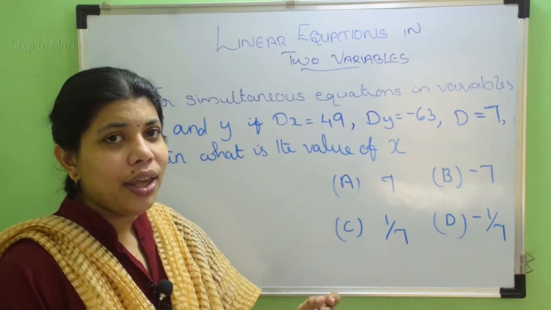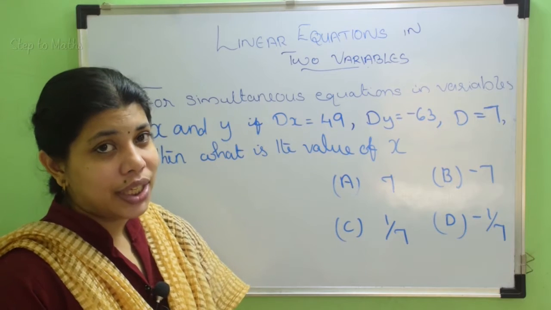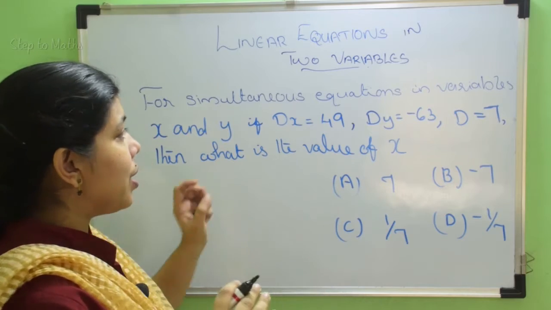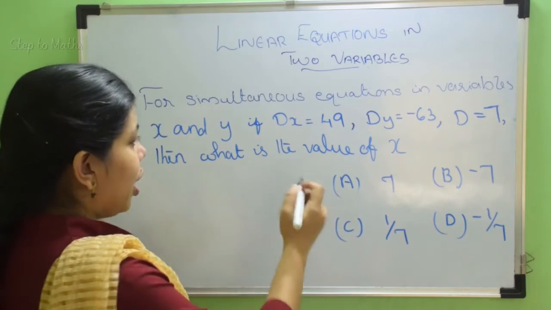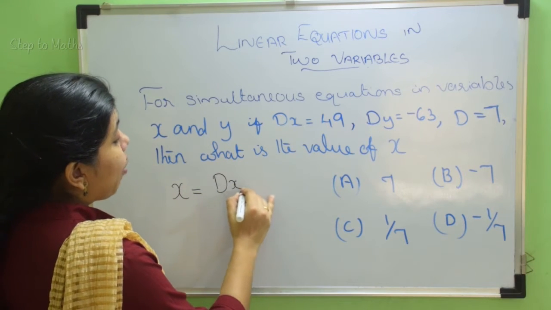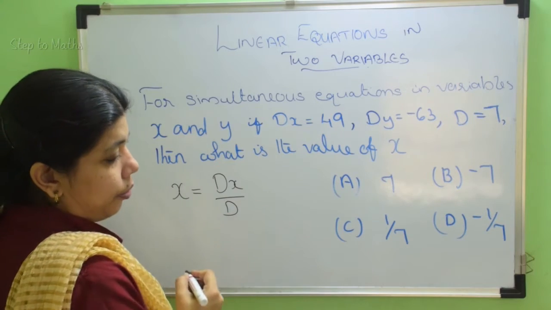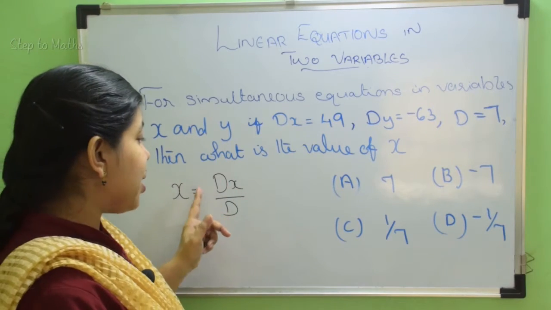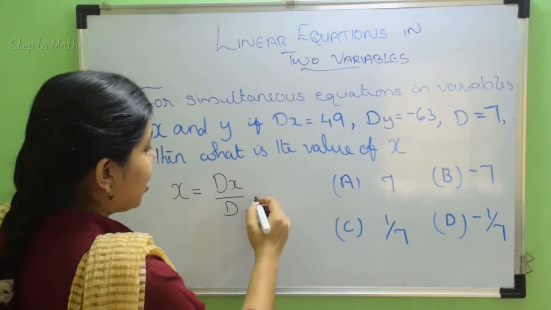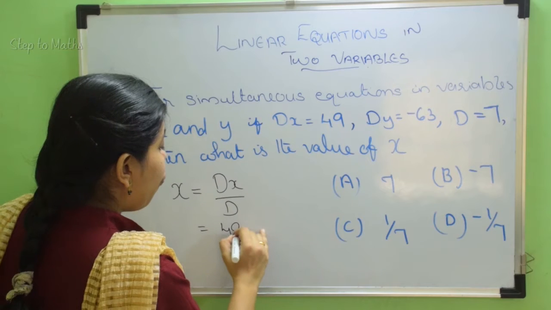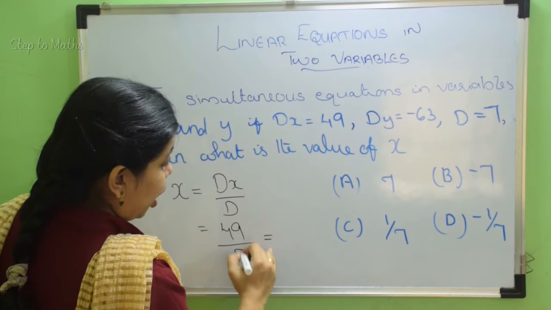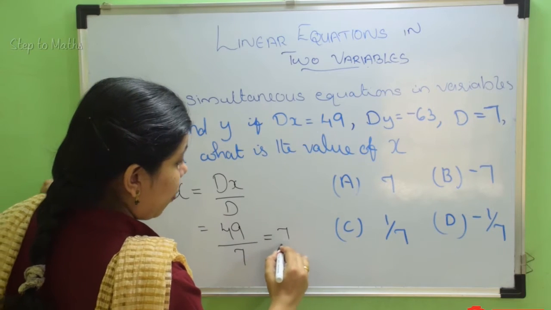Here we apply the determinant method. We know if we apply the determinant method to solve a simultaneous linear equation, the value of x is equal to dx upon d. Here the values of dx and d are given. x is equal to 49 upon 7. 49 upon 7 is equal to 7.